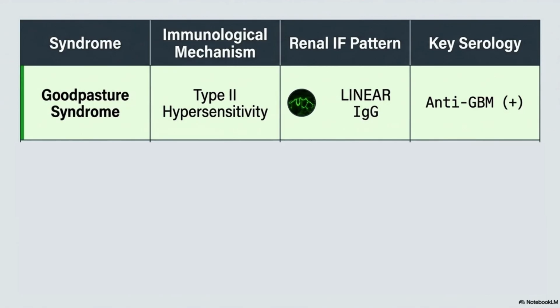Let's compare this with similar conditions using our diagnostic matrix. For Goodpasture syndrome, the immunological mechanism is a type 2 hypersensitivity. The renal immunofluorescence pattern shows linear IgG, and the key serology is a positive anti-GBM.